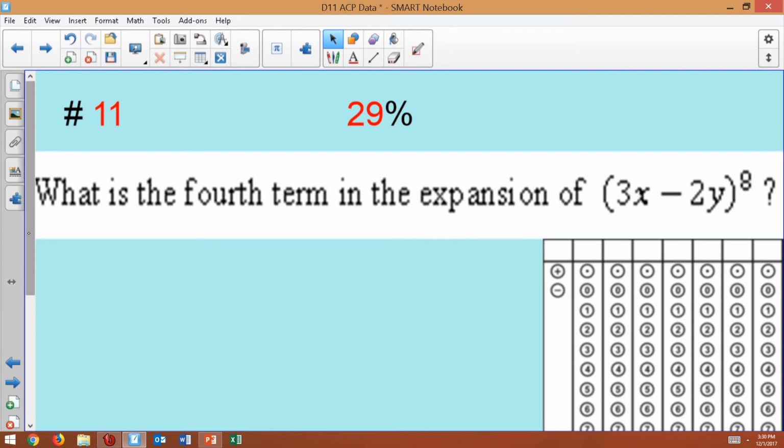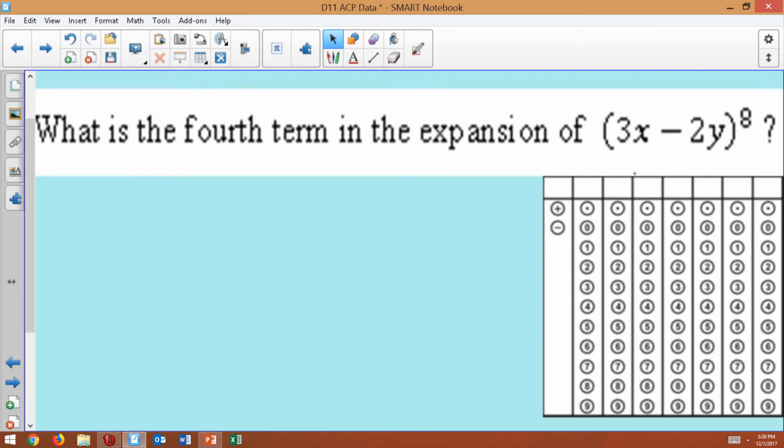From the fall ACP review. It says, what is the fourth term in the expansion of (3x − 2y)^8?